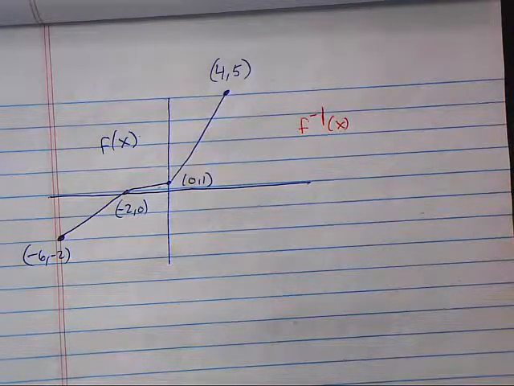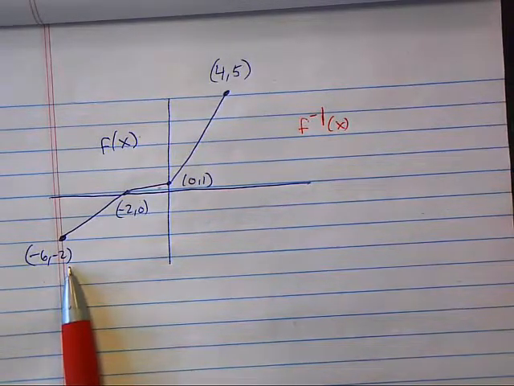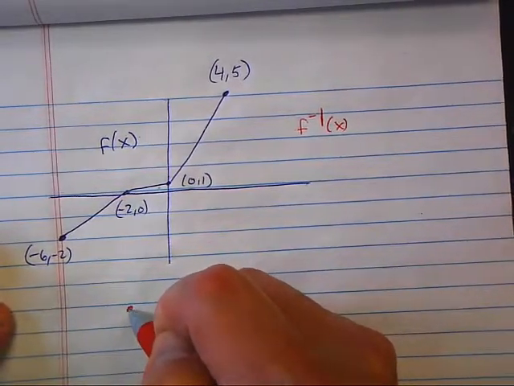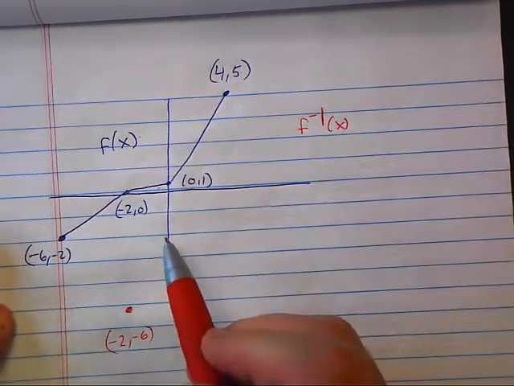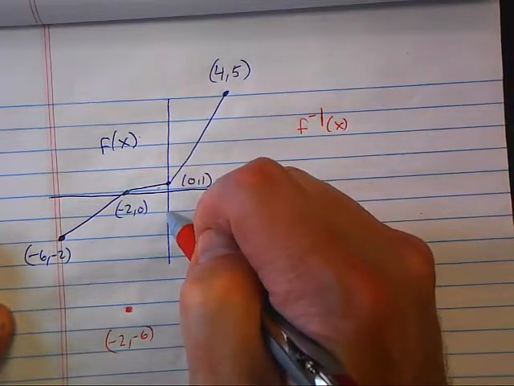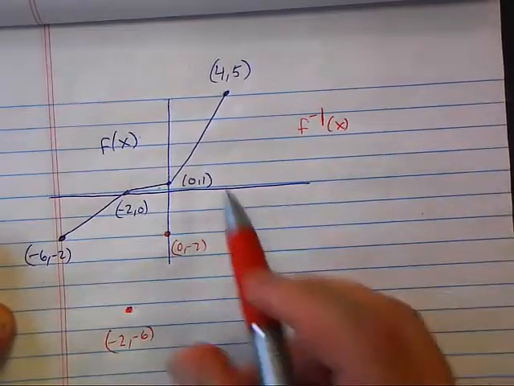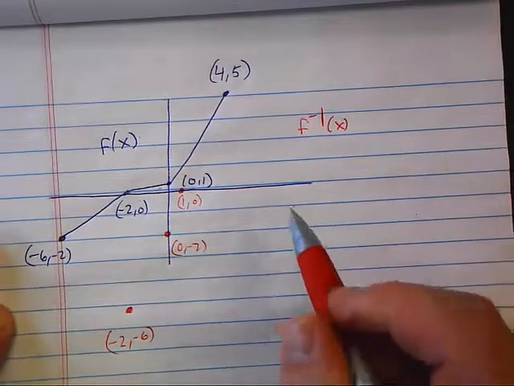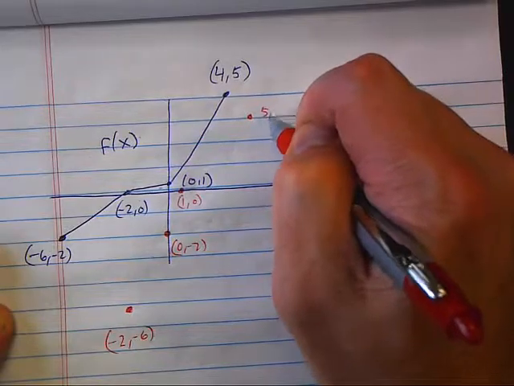Switch all the x's and the y's. So on the inverse, I'm not going to have the point -6, -2. What point am I going to have? -2, -6. So -2, -6 is going to be down here. I'm not going to have the point -2, 0. I'm going to have 0, -2. Instead of 0, 1, I'm going to have 1, 0. And finally, instead of 4, 5, I'm going to have 5, 4.